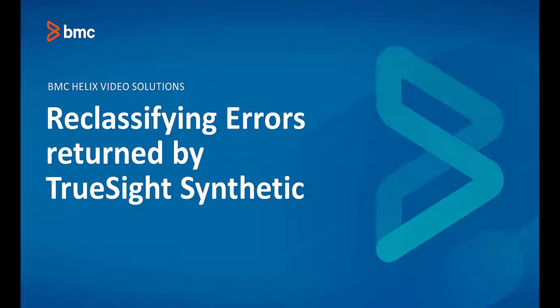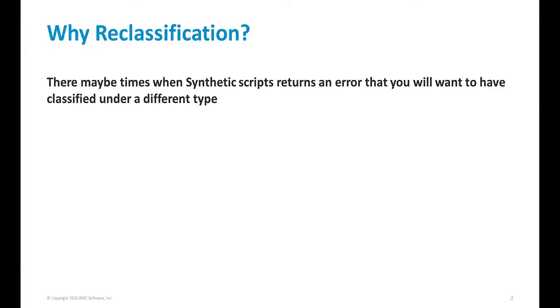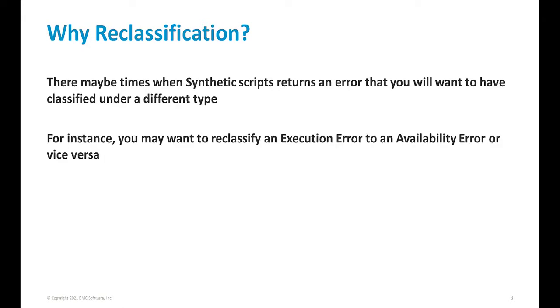For this video, I would like to demonstrate to you how to reclassify an error that is returned by a TrueSight synthetic script. This is a feature that became available in TrueSight Presentation Server 11.3.02. There may be times when a synthetic script returns an error that you will want to have classified under a different type. For instance, you may want to reclassify an execution error to an availability error or vice versa.